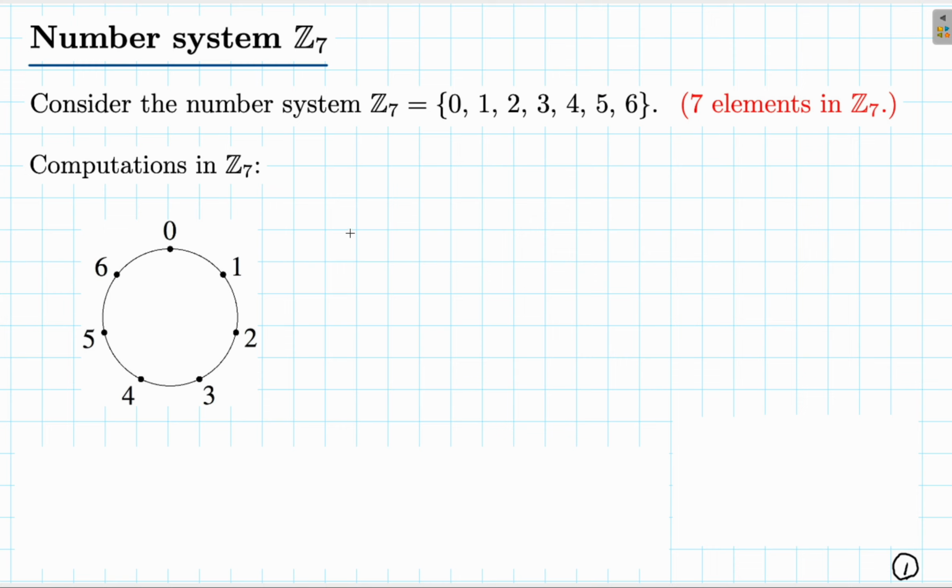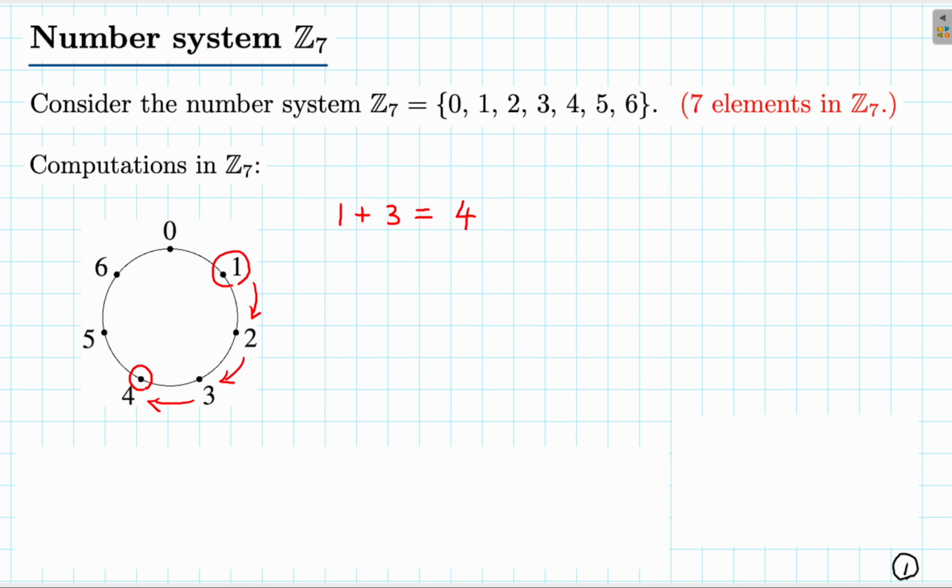So for example, how do we do 1 plus 3 in Z7? Well, 1 plus 3 means we start at 1 and move 3 units clockwise. So 1, 2, 3, and we end up at 4. So therefore, 1 plus 3, not too surprisingly, is 4.